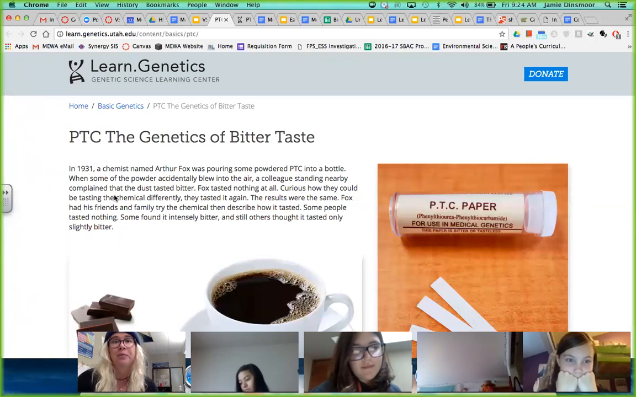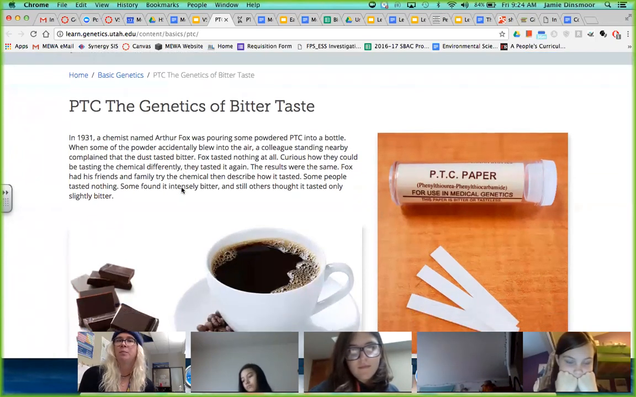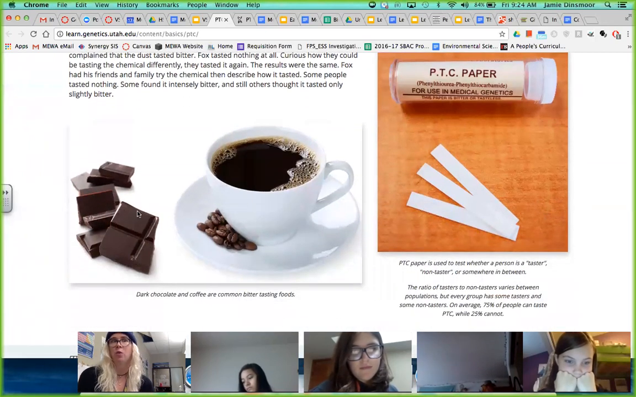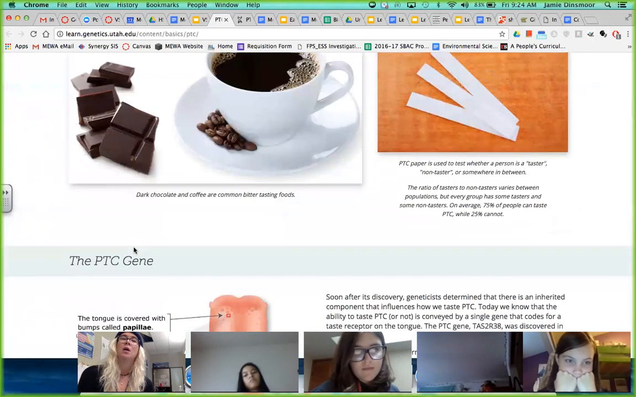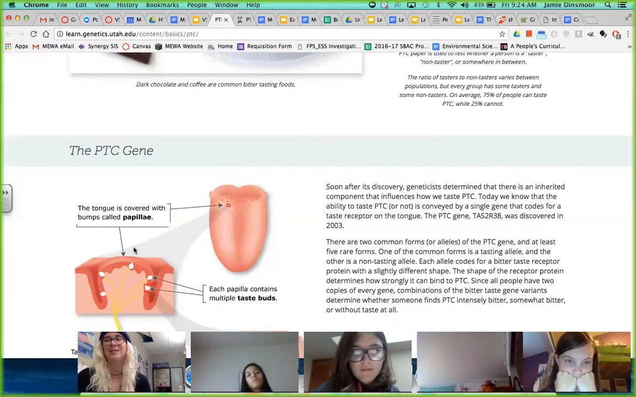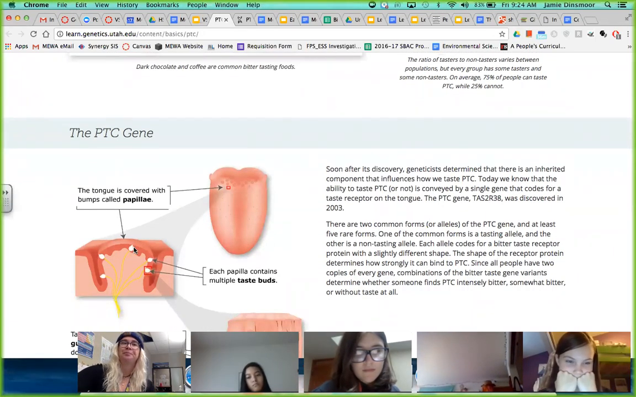The results were the same. Fox had his friends and family try the chemical, then describe how it tasted. Some people tasted nothing, some found it intensely bitter, and still others thought it tasted only slightly bitter. Right, so we see a picture here of what the PTC paper looks like now. And we see some pictures of what bitter things taste like, right? Coffee is super bitter. Dark chocolate with no sugar in it is very bitter. A lot of vegetables are bitter. I love bitter stuff. Now I see why, because I can't really taste bitter stuff, so it tastes good to me. So the PTC gene.